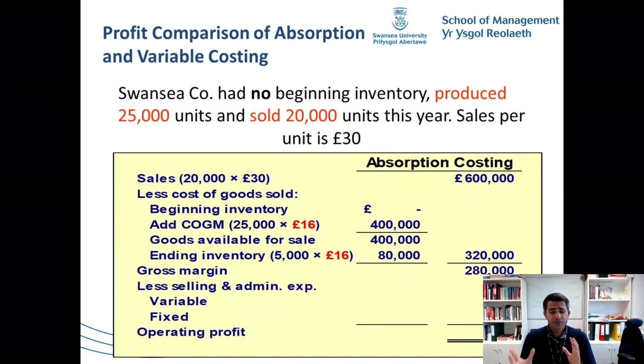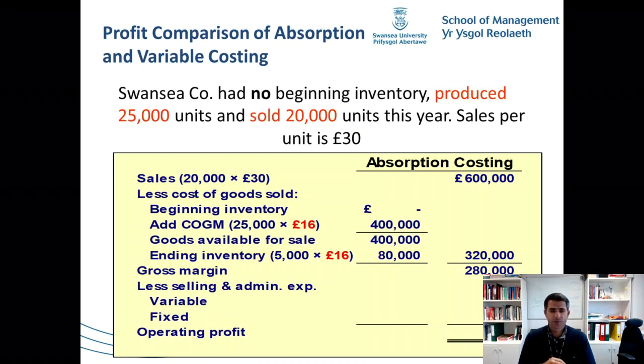So now, let's continue with this question to prepare the statement of profit or loss under the two methods. What you need to do is prepare a statement of profit or loss under the two methods, absorption costing and variable costing, for the first year and the second year. Now, let's have a look here. Swansea Co. had no beginning inventory. That's easy. Peace of mind. They produced 25,000 units, and from the 25,000 units, they sold 20,000 units this year. They sold the unit for £30.